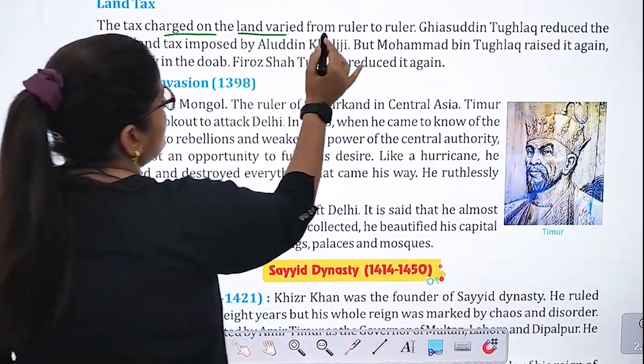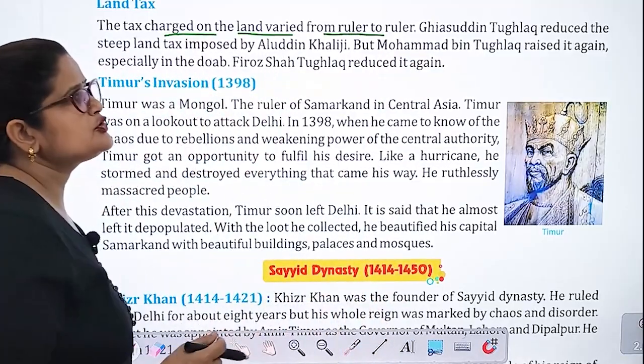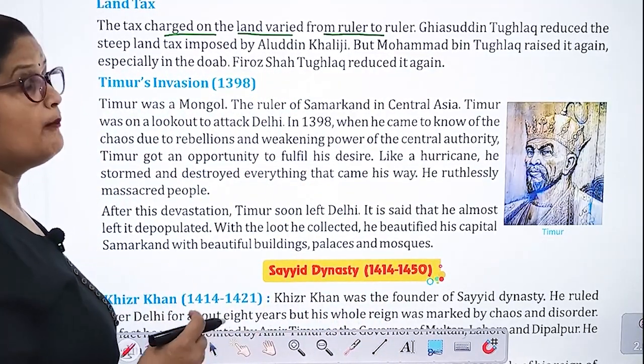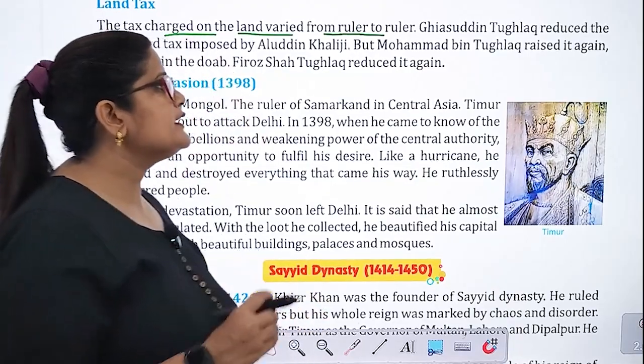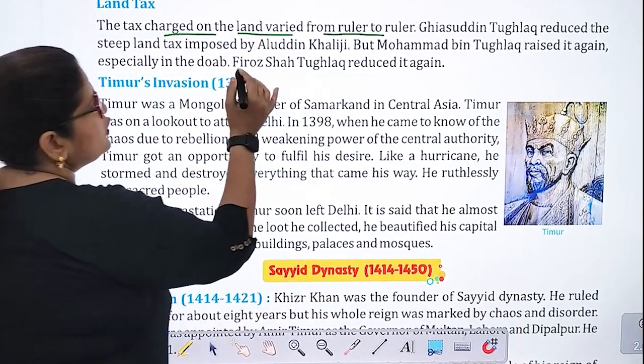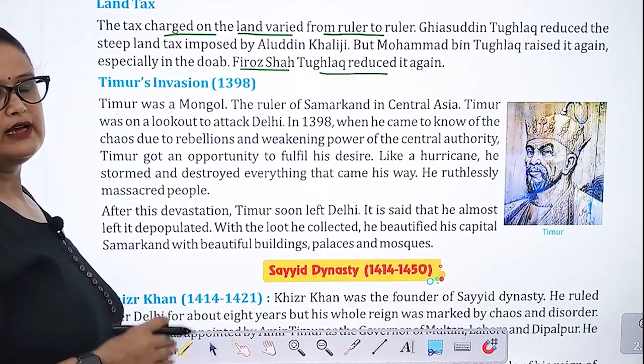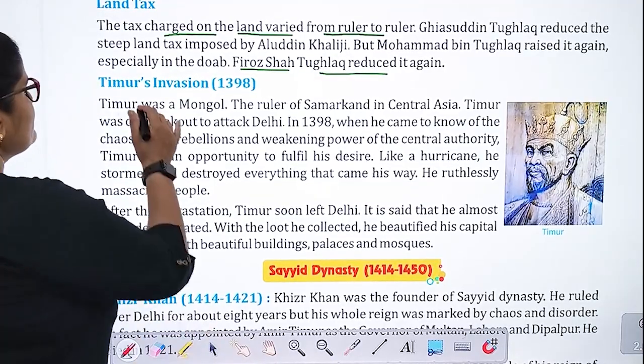The tax charged on the land varied from ruler to ruler. Ghiyasuddin Tughlaq reduced the steep land tax imposed by Alauddin Khilji, but Muhammad bin Tughlaq raised it again, especially in the Doab. Firoz Shah Tughlaq reduced it again. It means they kept reducing and raising it; sometimes it went up, sometimes it went down.